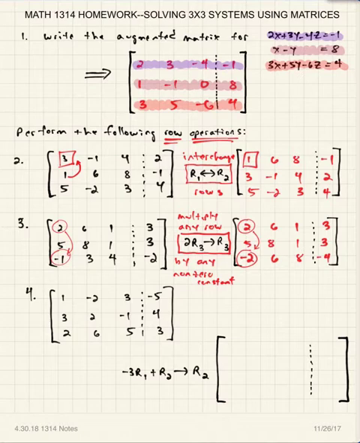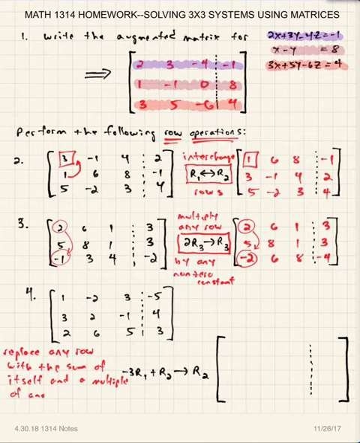All right, this last row operation is the trickiest one, and it's the one that we use the most often. And this is one where we replace any row with the sum of itself and a multiple of another row. Now that sounds complicated, and there's a lot of arithmetic involved, but it's not that hard to do. So follow the instructions that I've written right here.